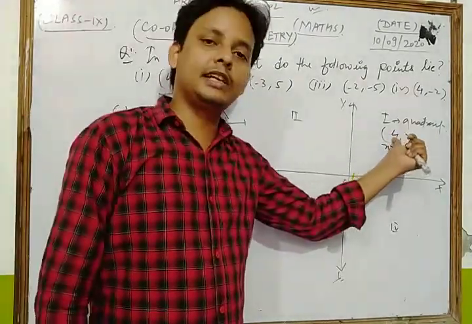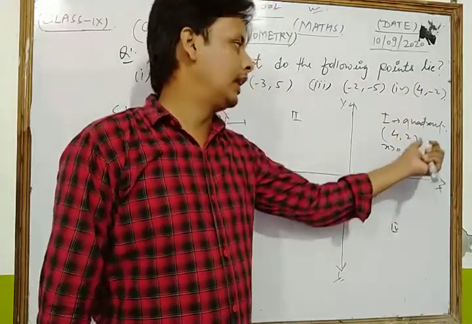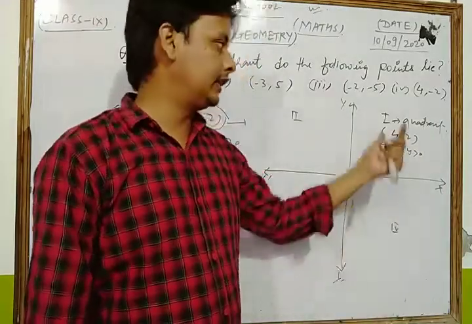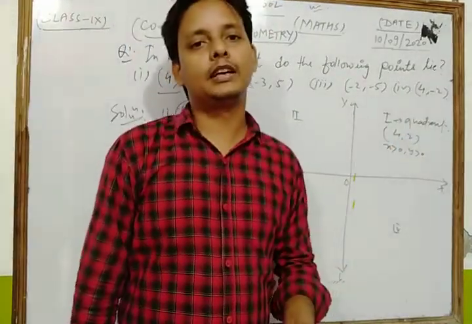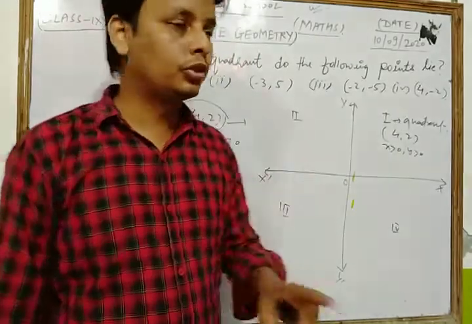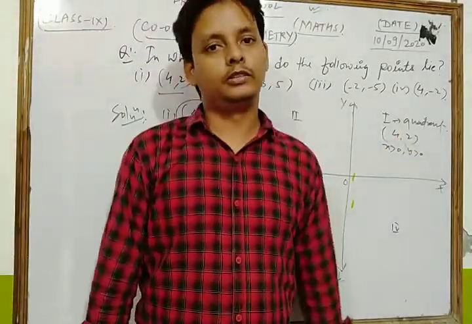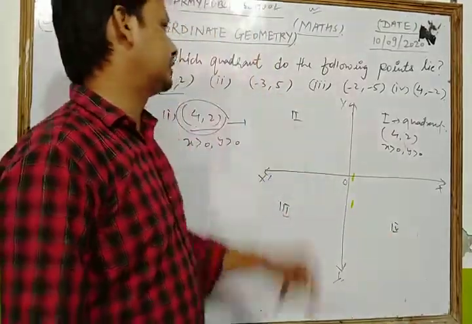Here abscissa x is 4, which is greater than 0, and ordinate 2 is also greater than 0, so both are positive. In the first quadrant both the abscissa and ordinate are positive, so the point 4, 2 lies in the first quadrant. Okay, now we discuss the second one.